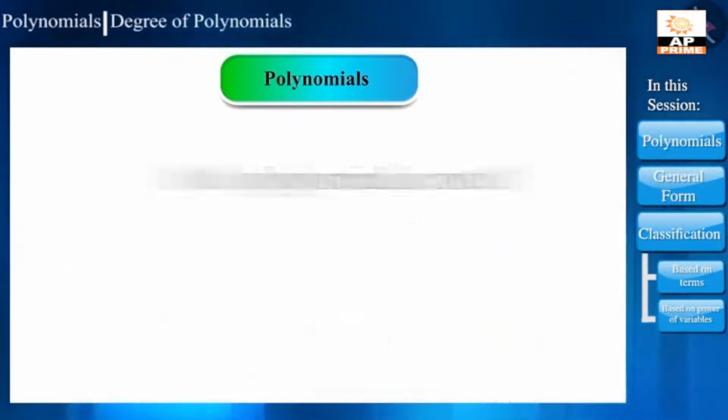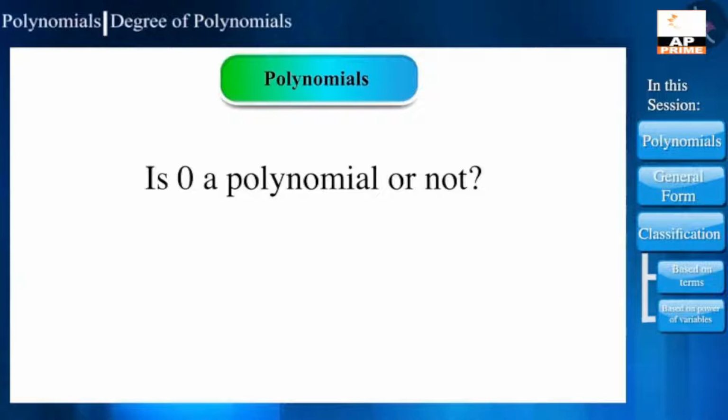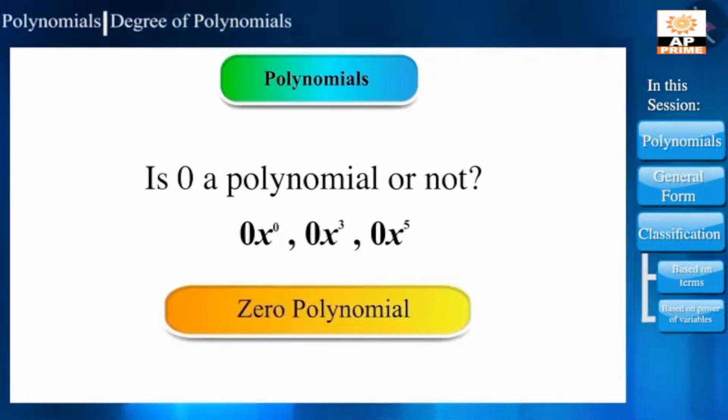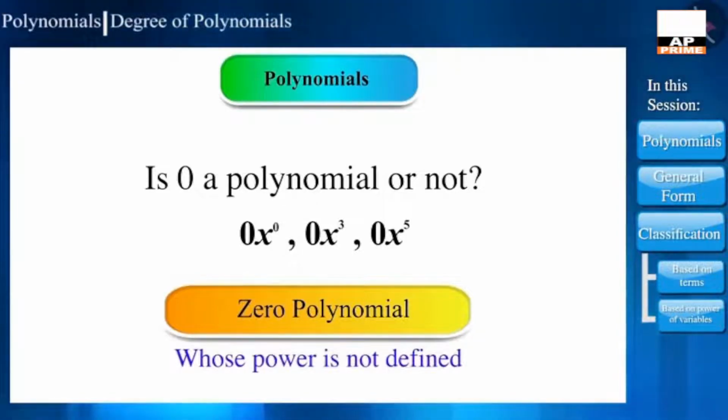Is number 0 also a polynomial? 0 can be expressed as 0 times x to the power of 0, or 0 times x to the power of 3, or 0 times x to the power of 5, or as a power of any variable. So, 0 is called a zero polynomial whose power is not defined.